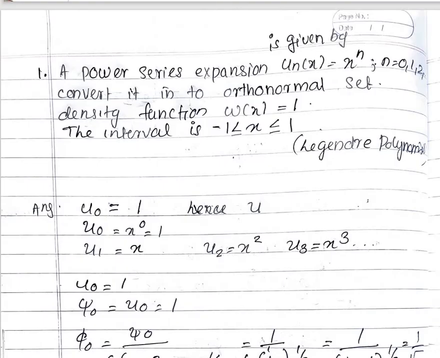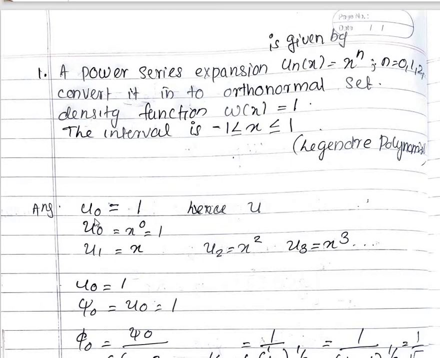So let us consider one example. A power series expansion is given by u n of x is equal to x raised to n, where n is equal to 0, 1, 2, 3. Convert this u n of x into an orthonormal set of functions. Here these u 1, u 2, u 3 are not orthonormal. We have to construct an orthonormal set from this linearly independent set of u i's. The weighing function is 1 and the limit of integration is minus 1 to 1.